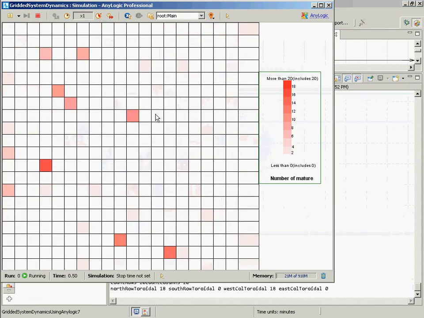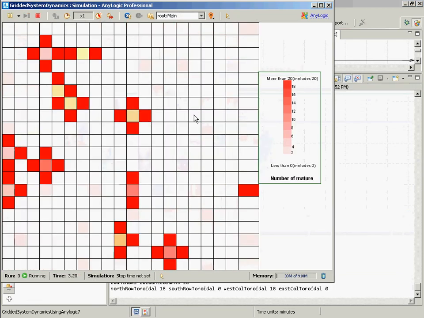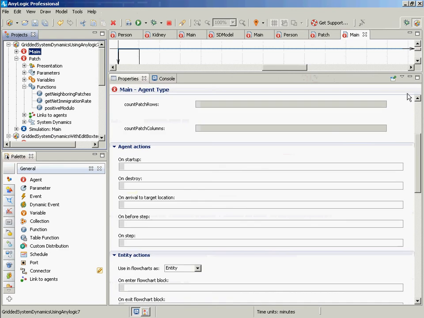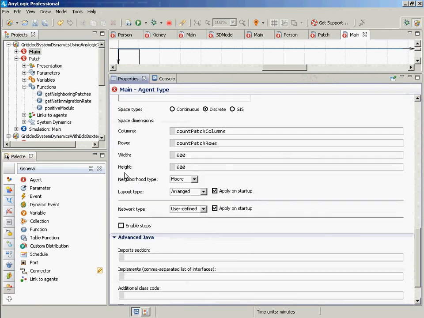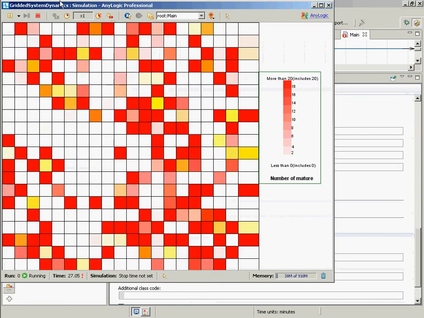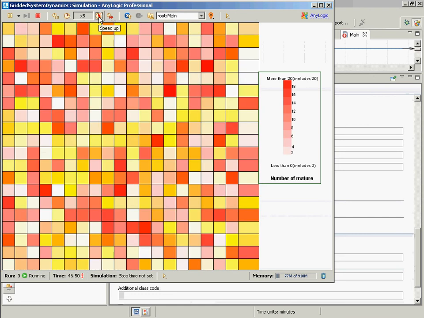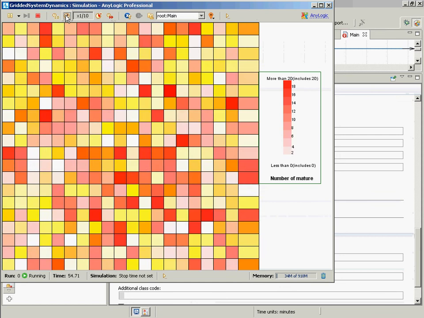So here we have a hybrid model in the sense that each patch is defined in an agent-based fashion. This is very familiar territory. If you go to main and scroll down, you'll see that we're in a discrete environment with a certain number of rows and columns. The agents are placed in a regular grid, and we have no network to speak of, but we do have these agents in cells, and these agents communicate with one another in a continuous fashion.